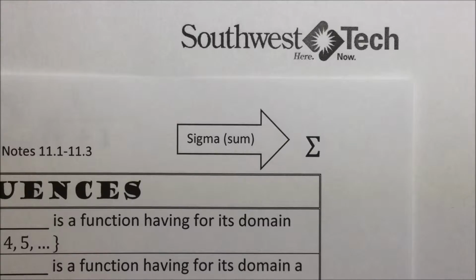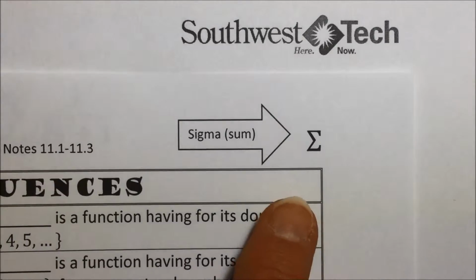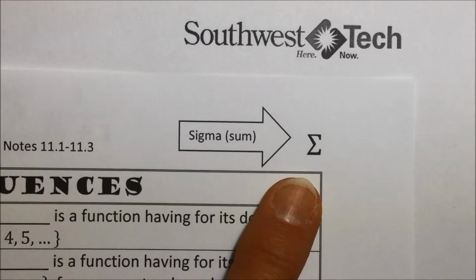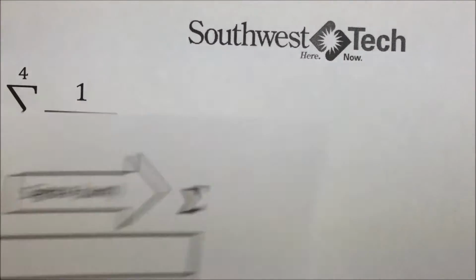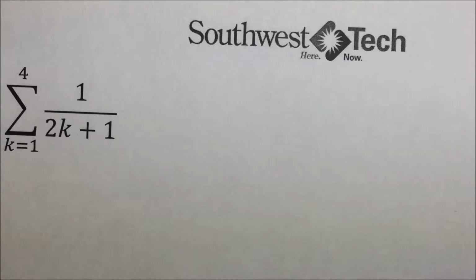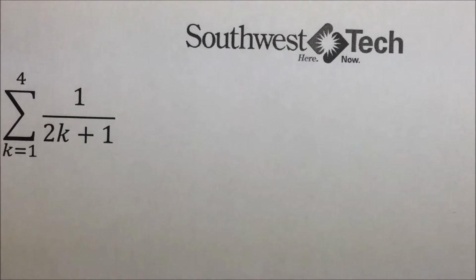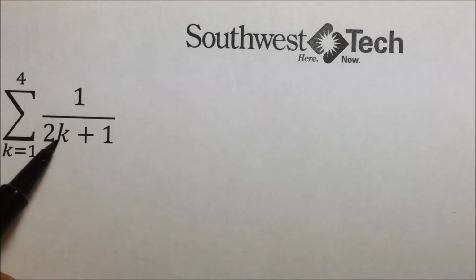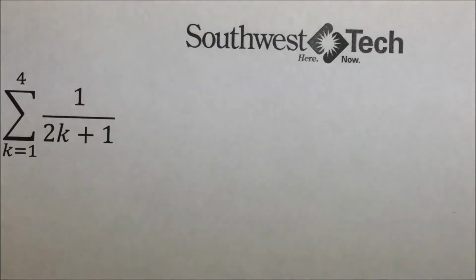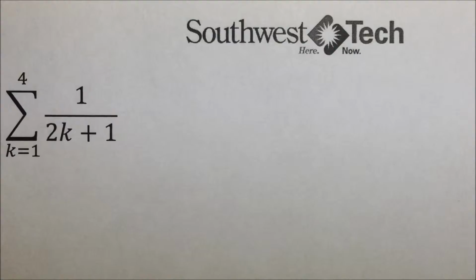Intermediate Algebra, Section 11.1. When the general term of a sequence is known, the Greek letter sigma can be used to write a series. Let's take a look at an example. We have the sum of the first four terms of this sequence represented with this notation. So to represent that, let's write those out.